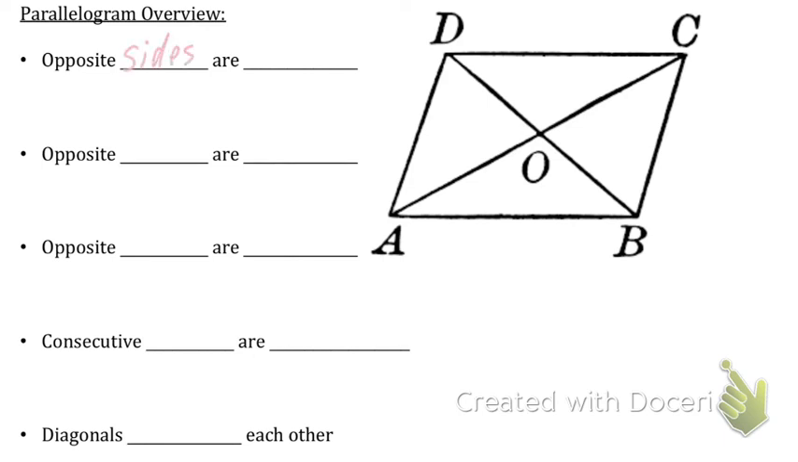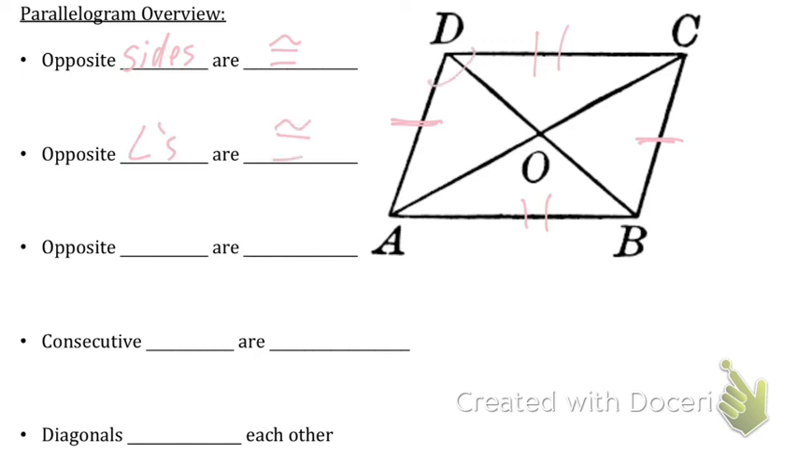Opposite sides are congruent. Okay, I'm going to mark that on my picture. 1 tick mark, 1 tick mark, 2 tick marks, and 2 tick marks. Another one. Seth. Opposite angles are congruent. Okay? I'm going to mark that.